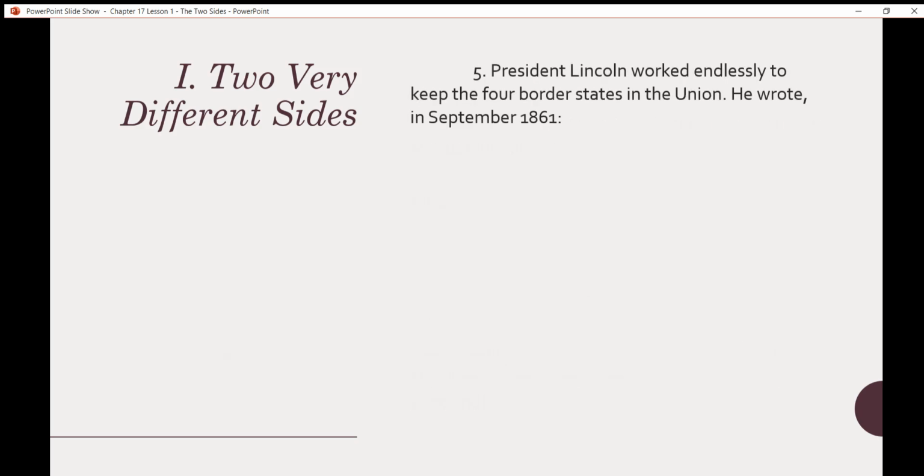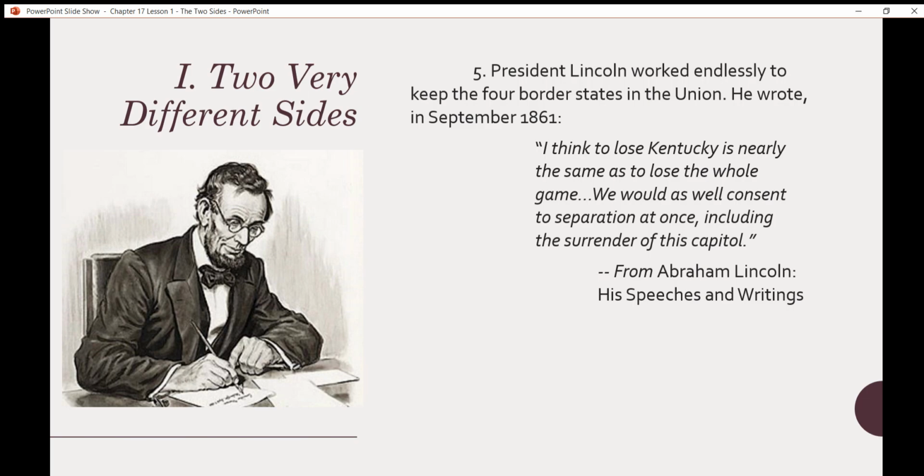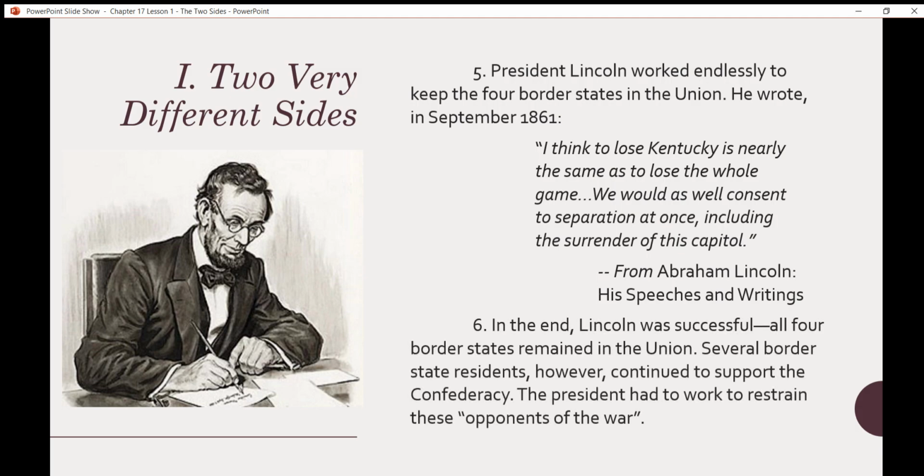President Lincoln worked endlessly to keep the 4 border states within the Union. He's famous for writing in September of 1861, "I think to lose Kentucky is nearly the same as to lose the whole game. We would as well consent to separation at once, including the surrender of this capital." In the end, Lincoln was successful. All border states remained in the Union. Several border state residents, however, did continue to support the Confederacy. The president had to work extra hard to restrain what he called opponents of the war.